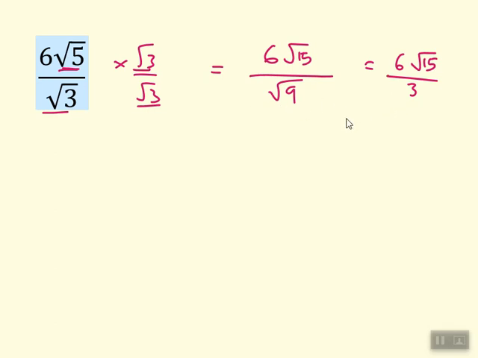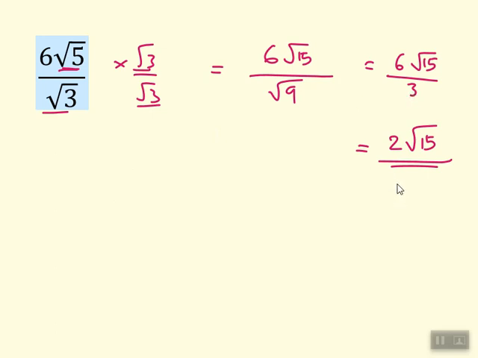Now, lots of you might just stop here and think, you know what, I've rationalized that. I've got rid of the surd, and it is gone from the bottom. But you need to look, it's not fully simplified. 6 is an integer, 3 is an integer. 6 divided by 3 is 2, so the final answer is 2 root 15. That is the final answer, because 6 can be divided by 3.